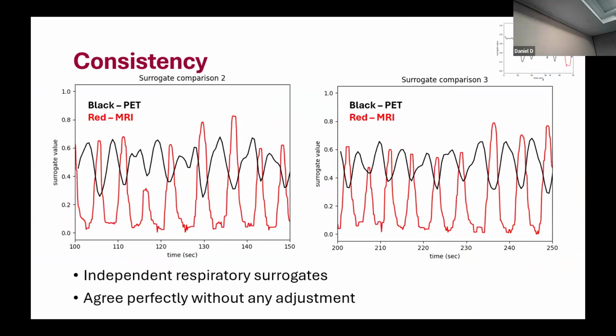Okay, this is just coming back to my motion surrogates. The black is the PET and the red is the MRI. And amazingly, there's no need to adjust the timing at all. It comes out absolutely perfect in terms of alignment between the two. This is just the start of the scan, so the MRI starts after a little bit, and then it's all synchronized.